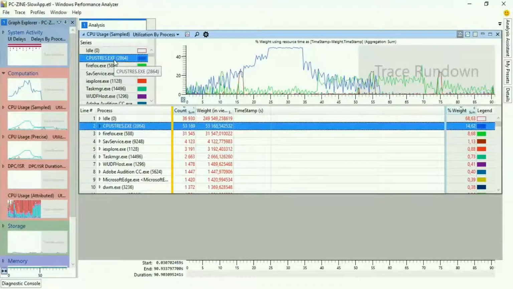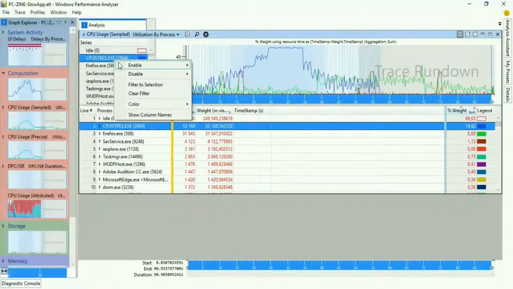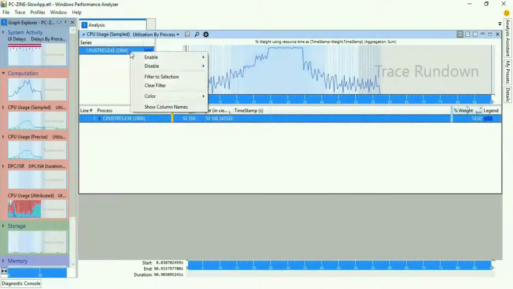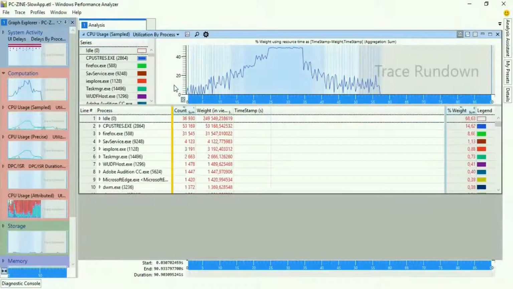You can also focus your analysis on a single process by filtering the view to show only this process and get rid of the other processes, by right-clicking and selecting Filter to Selection. This way, you get a clear view of what's happening in the graph and in the table. To clear the filter, just right-click and select Clear Filter from the context menu.